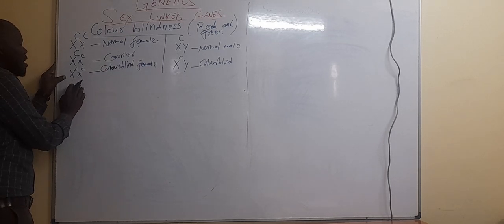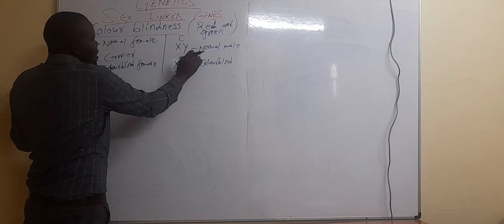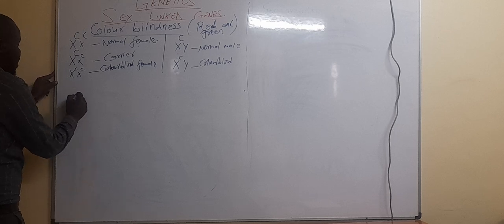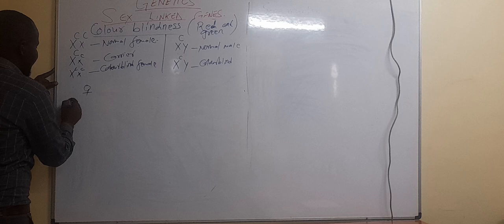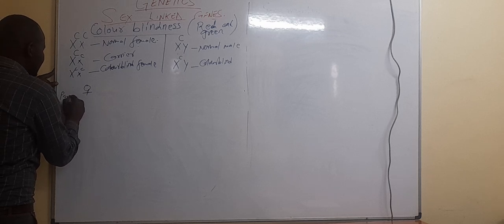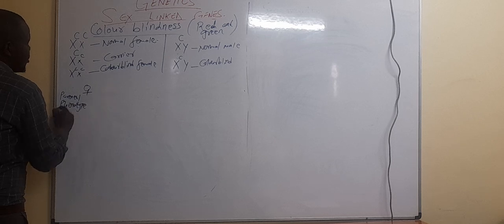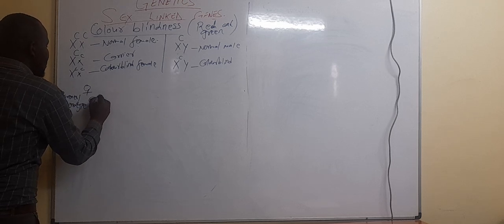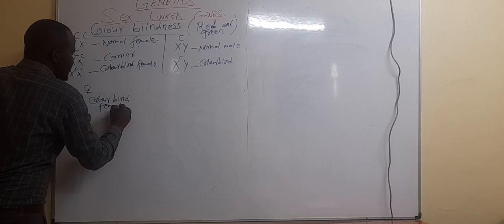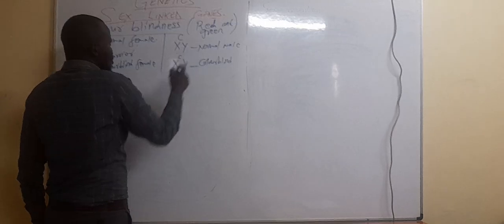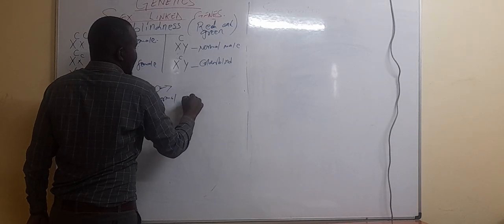Then let's do our cross using a colorblind female with a normal male. The female side is the colorblind female. That is our parental phenotype. Our parental phenotype should be colorblind female crossed with a normal male.